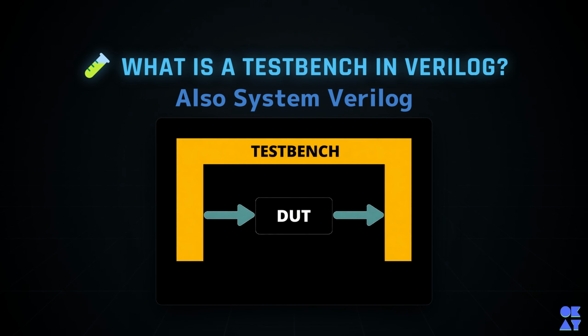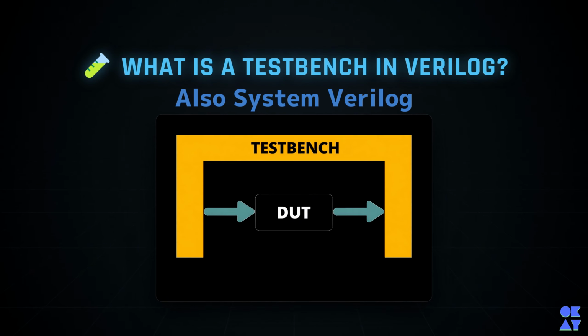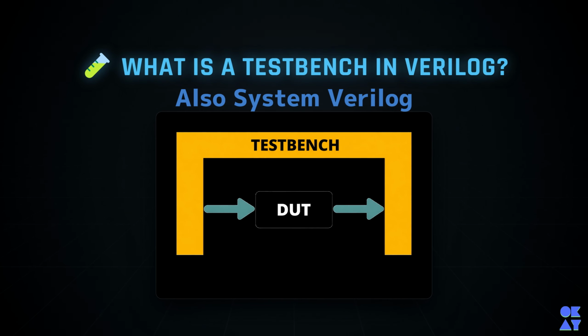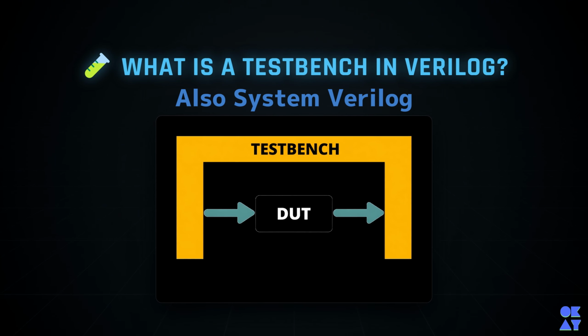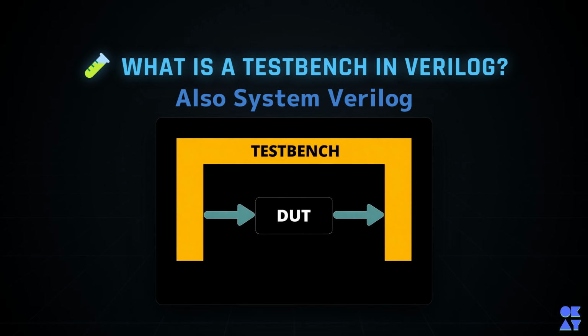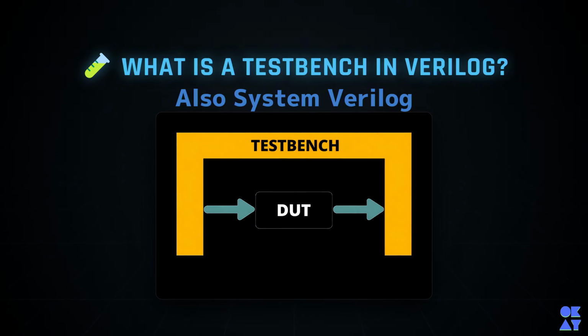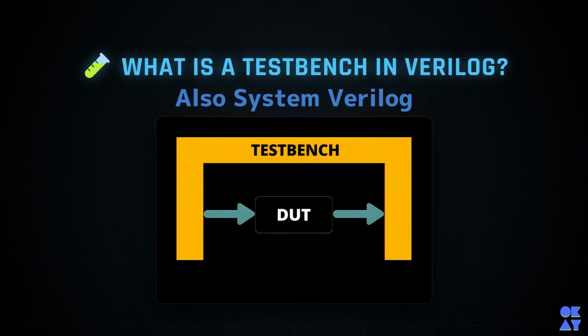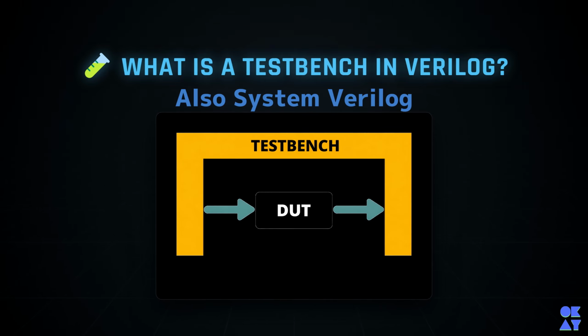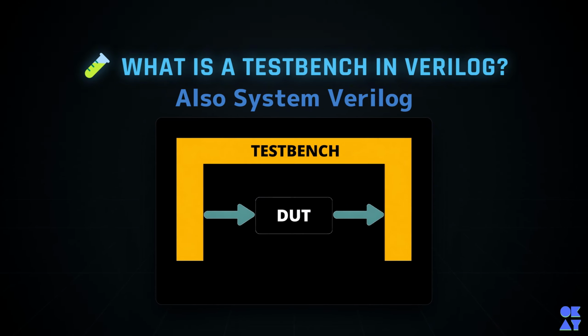Why do we need a test bench? You can physically test an electronic circuit on a breadboard, but RTL design is not a physical object. It is just code describing hardware, so you cannot test it physically. That's why we write another code called a test bench. The test bench verifies whether the RTL design behaves correctly.